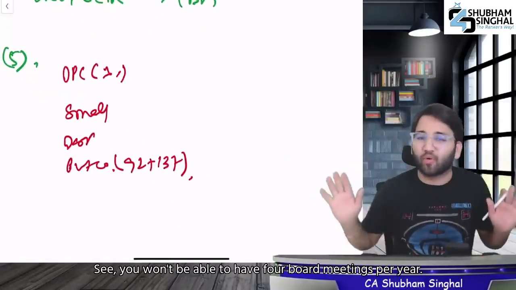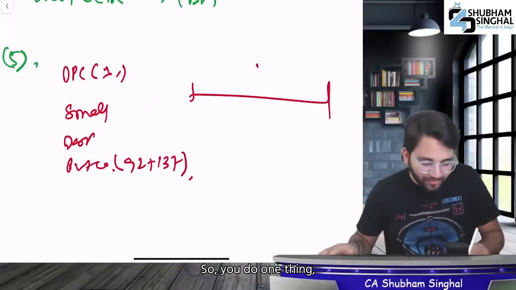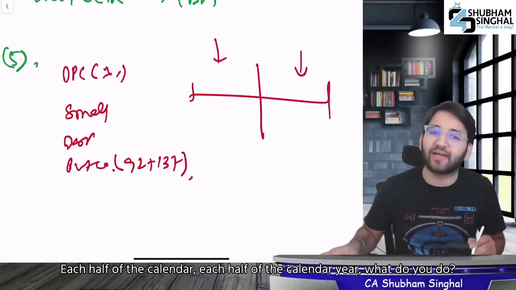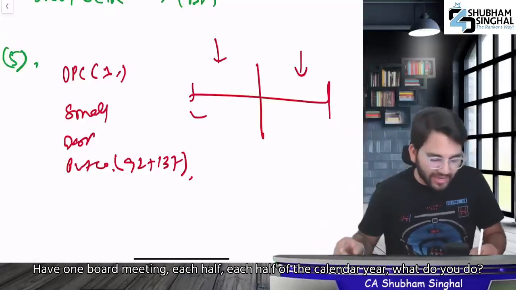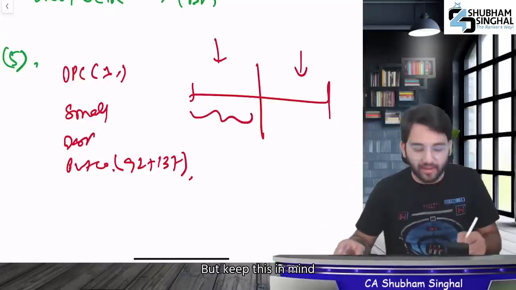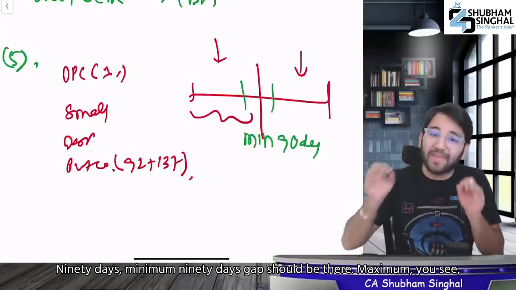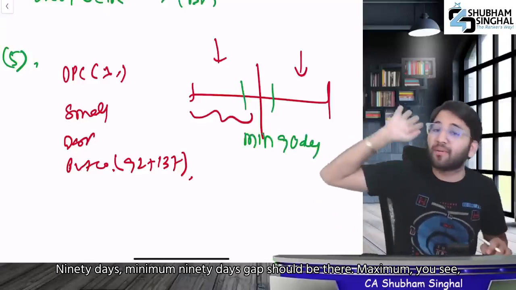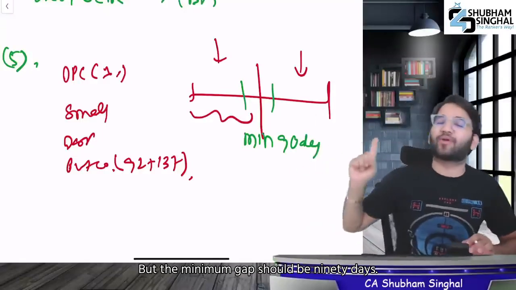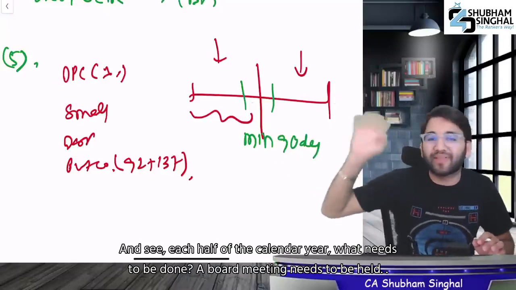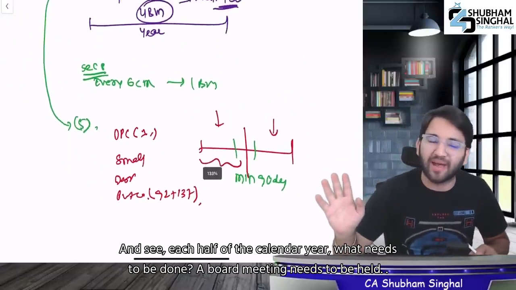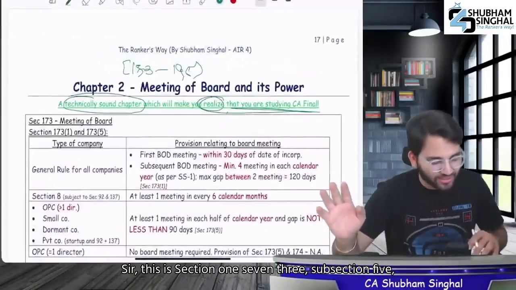See, you won't be able to have 4 board meetings per year. So you do one thing. In each half of the calendar year, what do you do? Hold 1 board meeting in each half. Keep in mind, what is the minimum gap between 2 board meetings? 90 days, minimum 90 days gap should be there. Maximum you have to see, but the minimum gap should be 90 days. And in each half of the calendar year, a board meeting needs to be held. This is section 173, subsection 5.